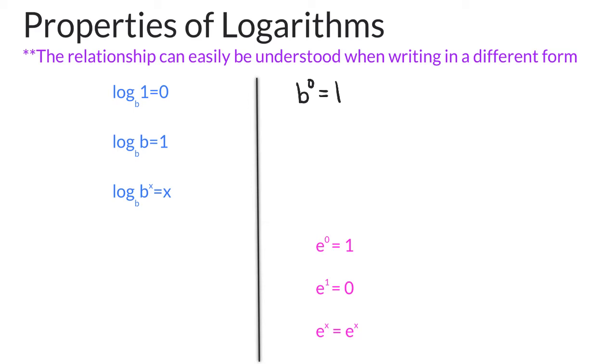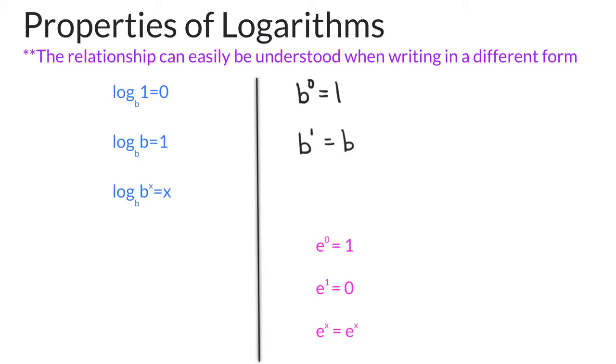Now the second logarithm, log base b of b equals 1, is saying that b to the first power is going to equal b. So really what that is saying is 4 to the first power is just going to be 4.